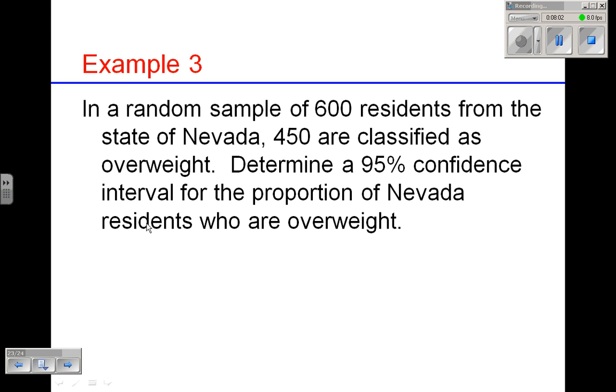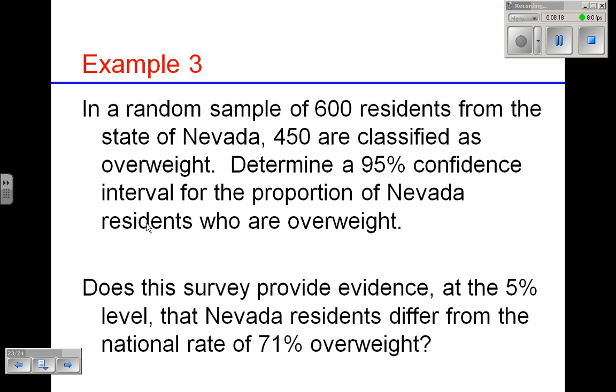All right, so here's example number 3. In a random sample of 600 residents from the state of Nevada, 450 are classified as overweight. We want to determine a 95% confidence interval for the proportion of Nevada residents who are overweight. And we want to know, does this survey provide evidence at the 5% level that Nevada residents differ from the national rate of 71% overweight? I would like for you to do that problem using the formulas and the procedures that you saw in examples numbers 1 and 2. See if you can answer that question, and we will talk about it tomorrow in class.